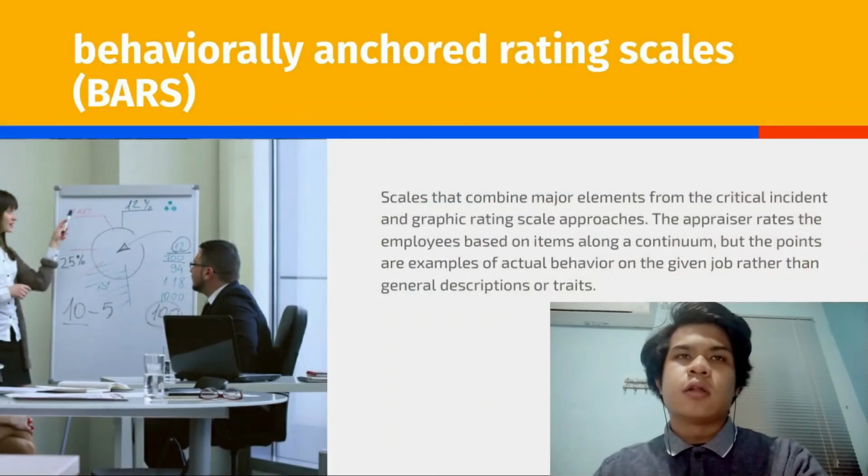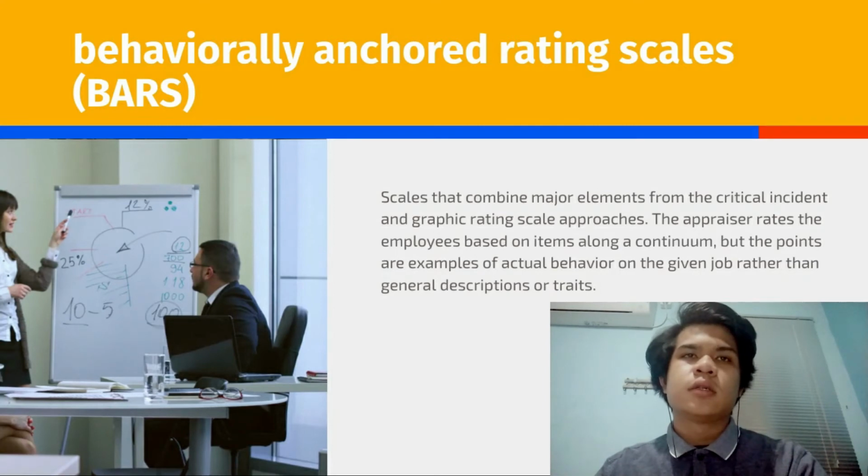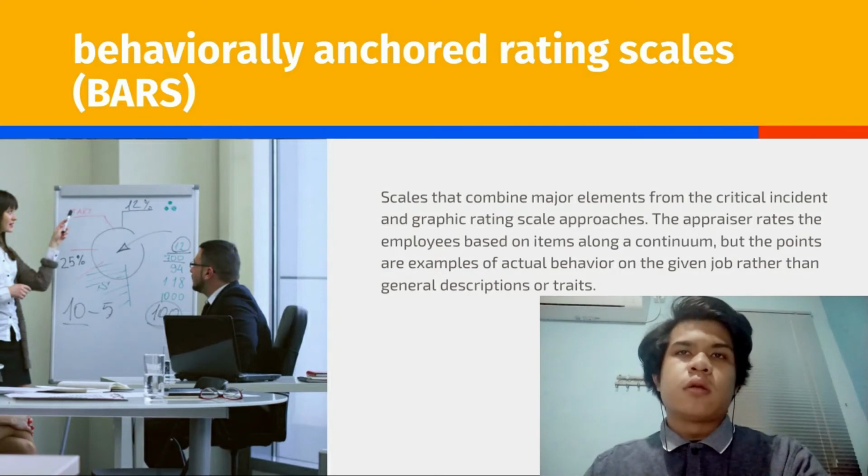Behavior anchored rating scales, or we can say BARS. Scales that combine major elements from the critical incidents and graphic rating scale approach. The appraiser rates the employees based on items along the continuum. But the points are examples of actual behavior on the given job rather than the general description or trait.